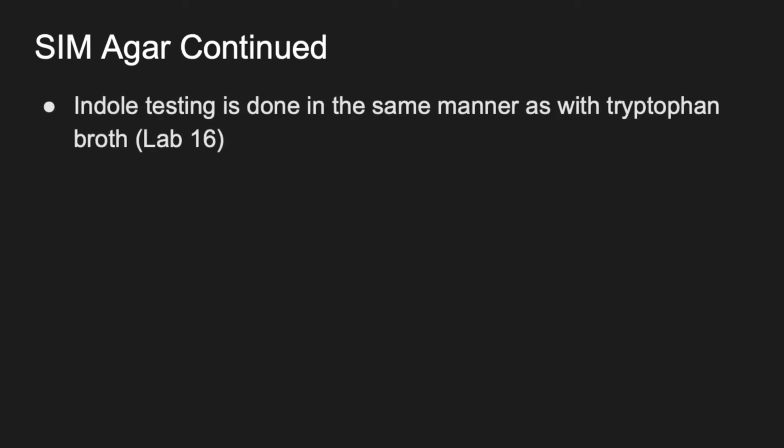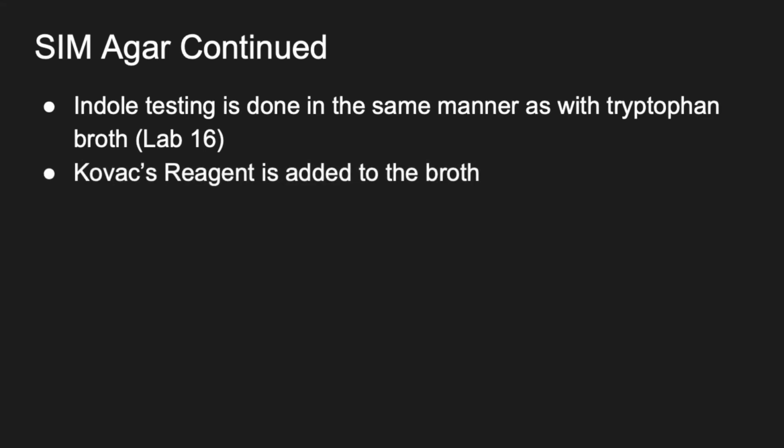So just some more on SIM agar. We mentioned that it does three different things: hydrogen sulfide, indole, motility. Indole testing is done in the same manner as with tryptophan broth that we talked about in lab 16. We add Kovacs reagent to the broth, and we get a formation of a red colored ring in the test tube if it is positive.